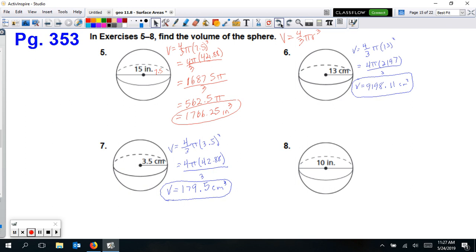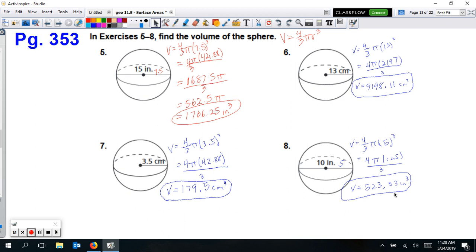And then for number 8, 10 is the diameter, so 5 would have to be our radius. So when we plug it in, it's going to be 5 cubed, which is 125 right here. So it's going to be 4 times pi times 125 divided by 3. And so when you multiply all of that together and divide it by 3, our answer for this one is going to end up being 523.33 inches cubed.